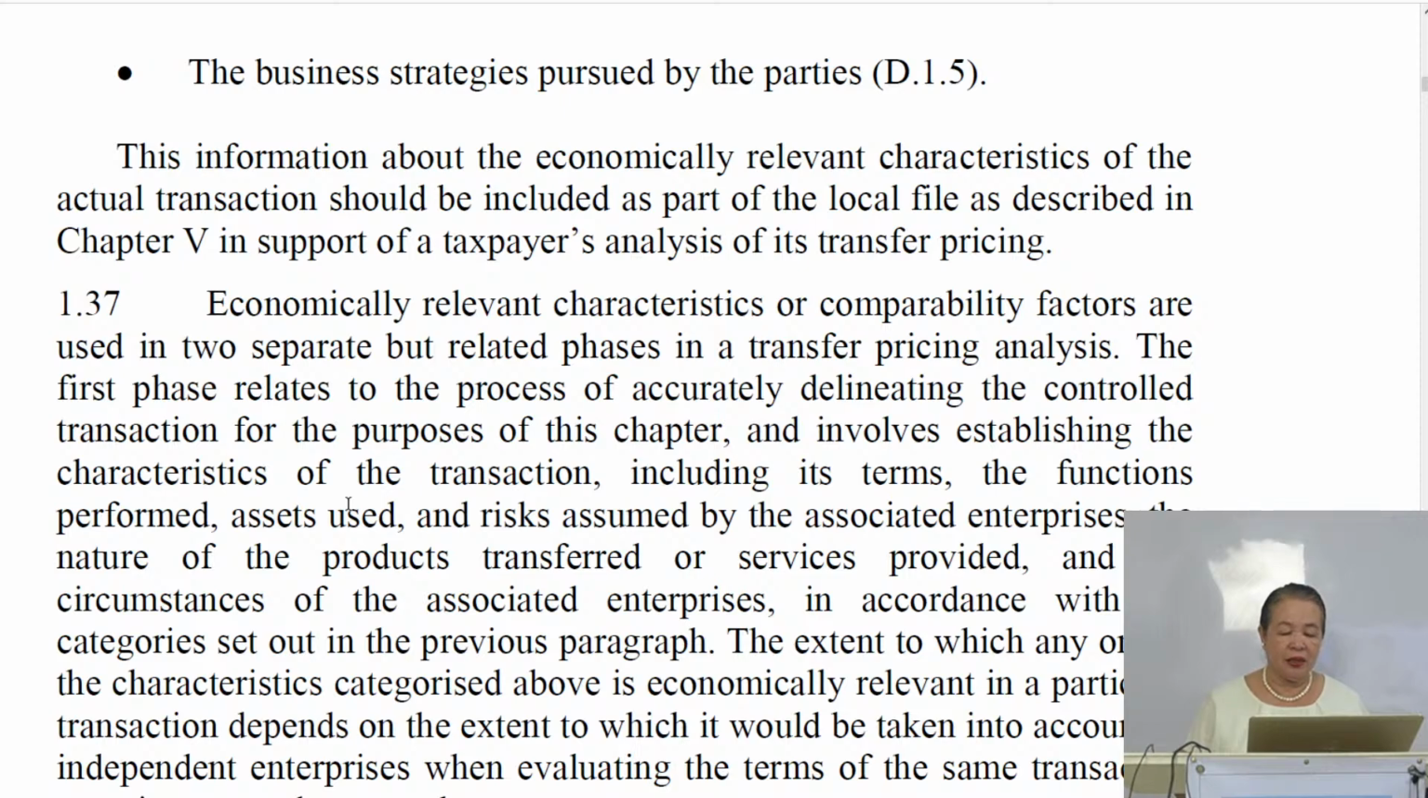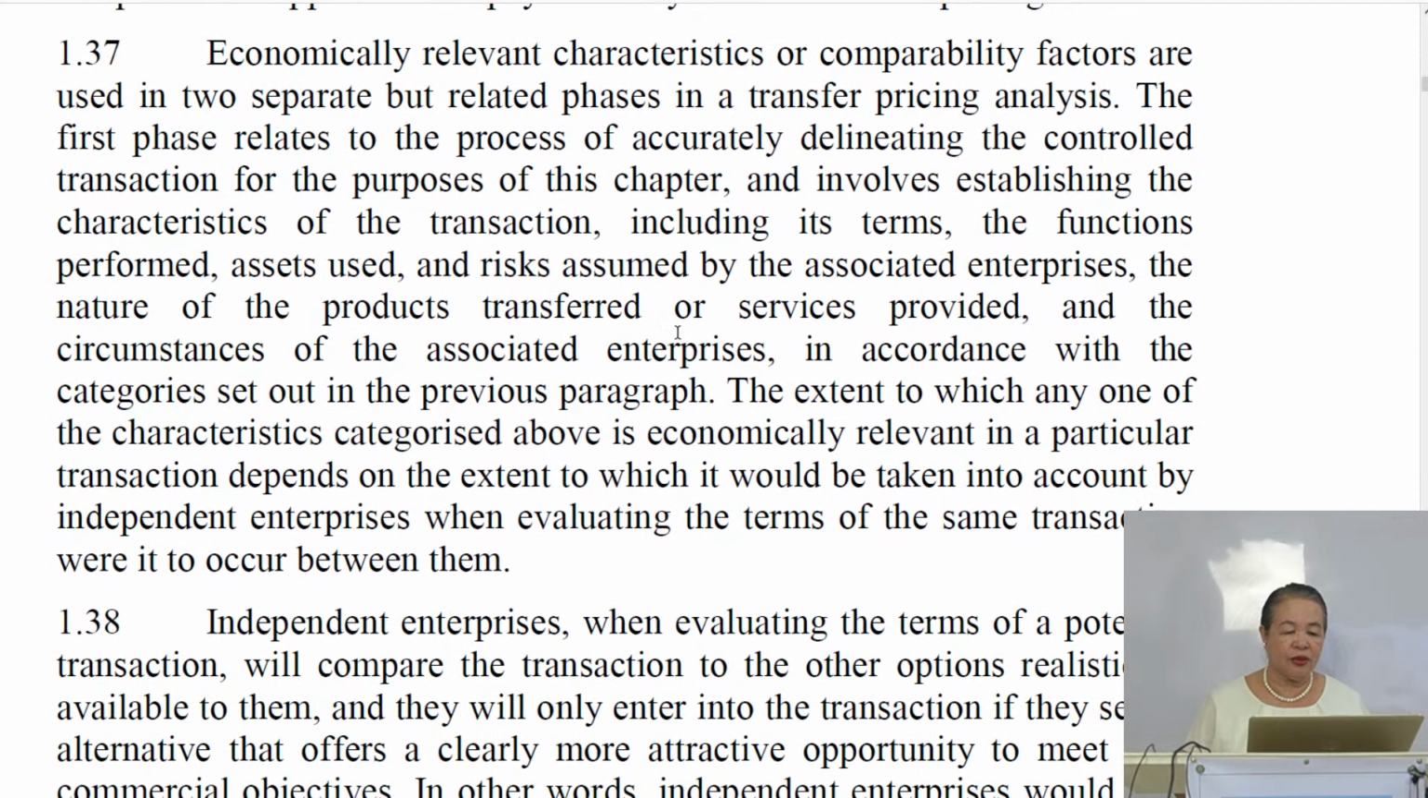Economically relevant characteristics or comparability factors are used in two separate but related phases in transfer pricing analysis. The first phase relates to the process of accurately delineating the controlled transaction for the purpose of this chapter and involves establishing the characteristics of the transaction. So ano ba yung klase ng transaction? Saan mo yan makikita? Doon sa second comparability factors, yung functions, assets, and risks, no?